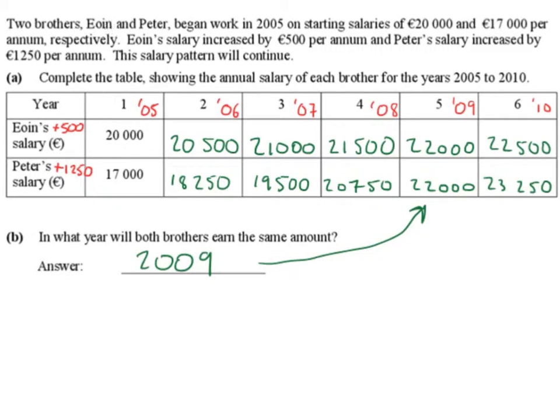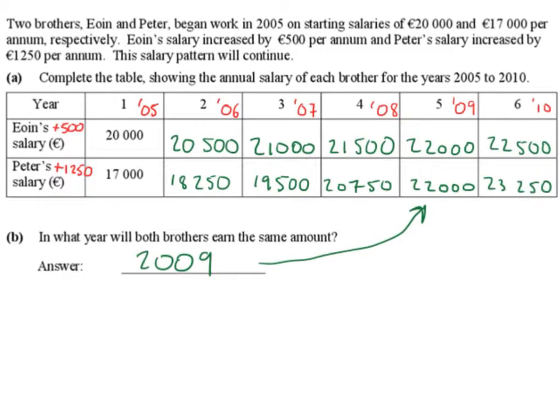So Owen started at 20,000, and Owen increased by 500 per annum or per year. So we need to add 500 to 20,000 and continue like that. So 20,000 plus 500 is 20,500, plus 500 is 21,000, plus 500 is 21,500, then 22,000, then 22,500.